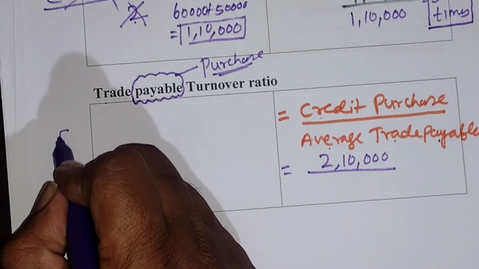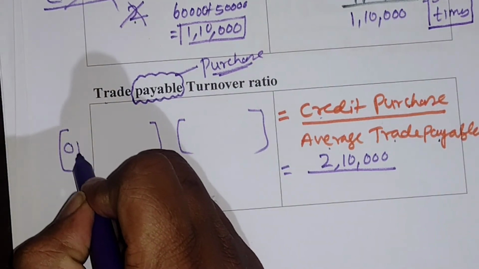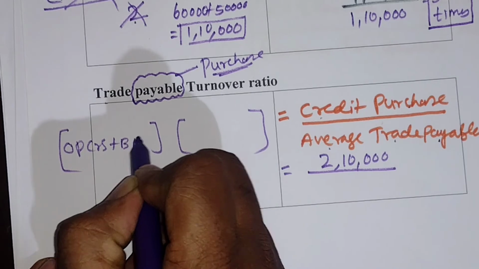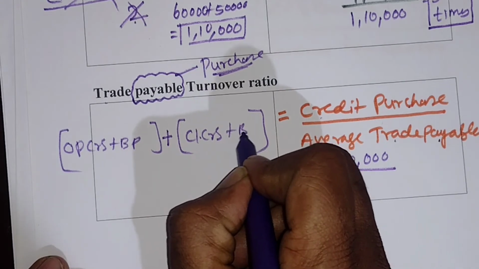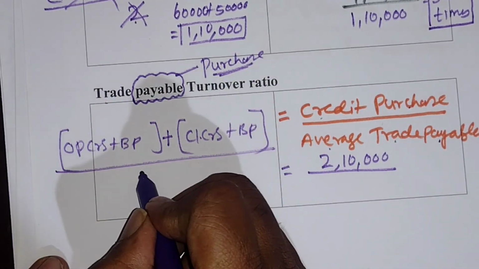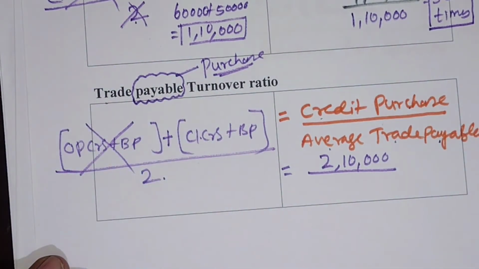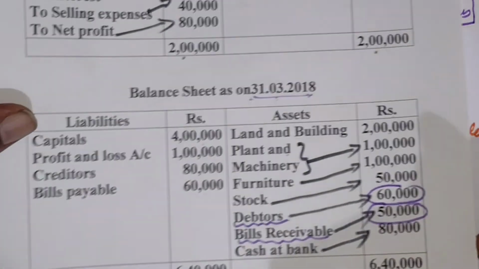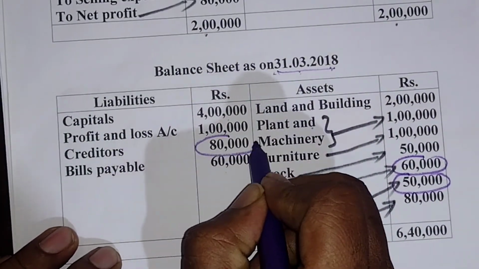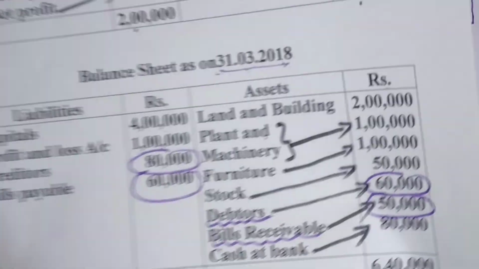Once again, let me apply this formula. Average trade payables is equal to opening creditors plus bills payable plus closing creditors plus bills payable whole divided by 2. Again, as per this problem, opening is not given. Therefore, no need to divide it by 2. Only closing creditors and bills payable is treated as the average. Now, creditors is 80,000 and bills payable is 60,000. 80 plus 60 is 1,40,000.